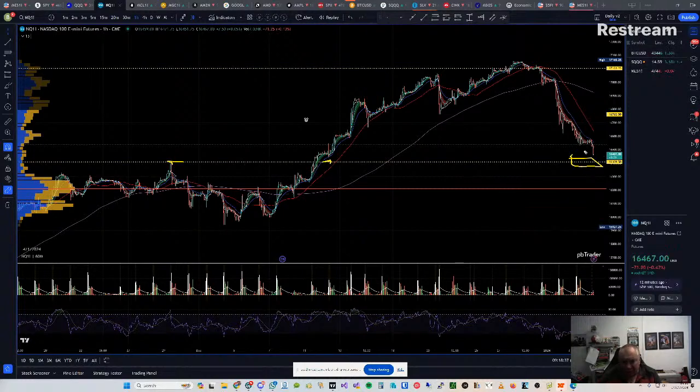Nothing else really until we get back up to this area here, or particularly this area, a bit like ES. This is an area, 17,000. Nice big psychological number and a good area of supply.